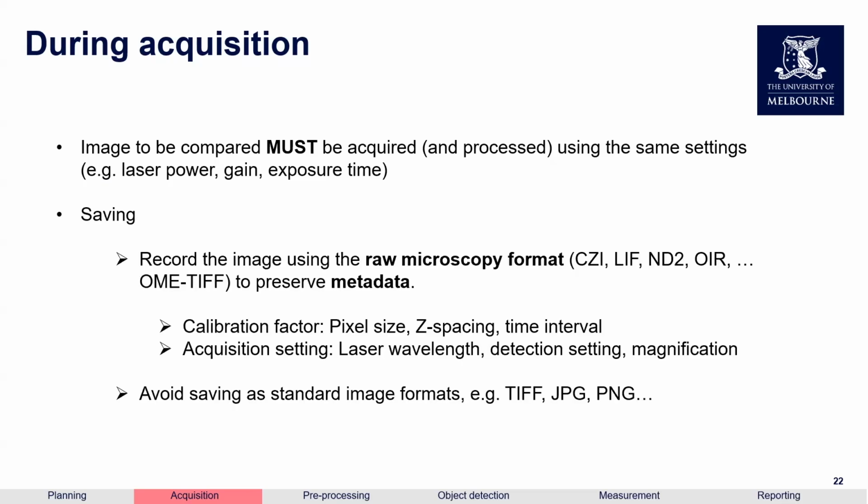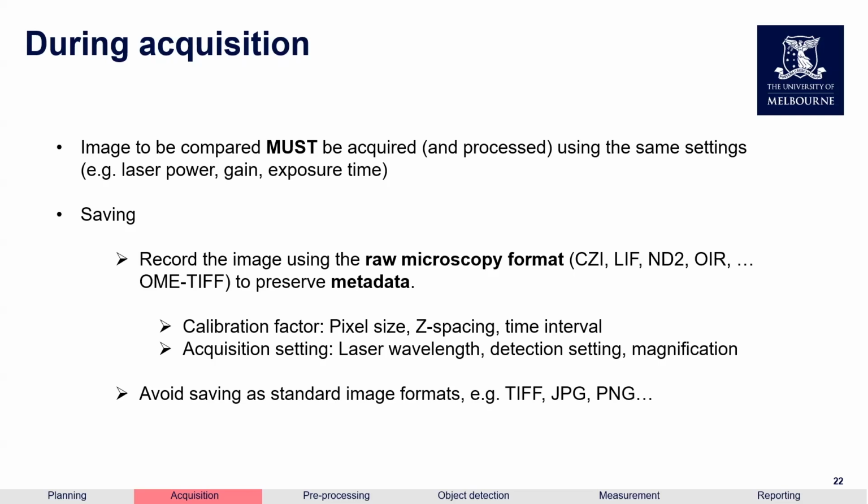Second, always save the raw file formats from your microscope, such as CZI, LIF, ND2, OIR, or even OME-TIFF, because these formats preserve the 2 critical types of metadata. The first is the calibration factor, which is the pixel size, Z spacing, and time interval. Without this calibration factor, your measurements are just pixel counts with no physical unit. So there won't be micrometers, area, or speed measurements.